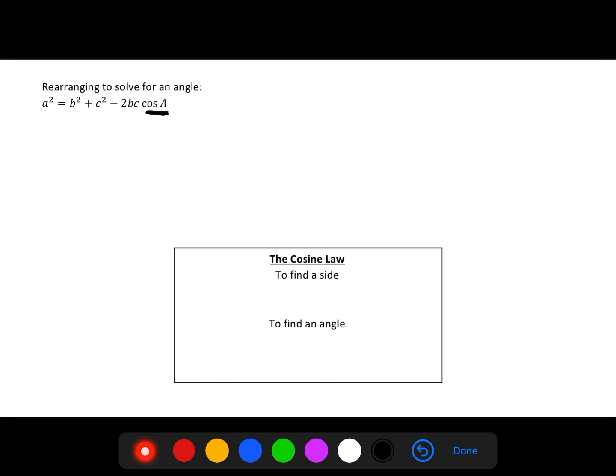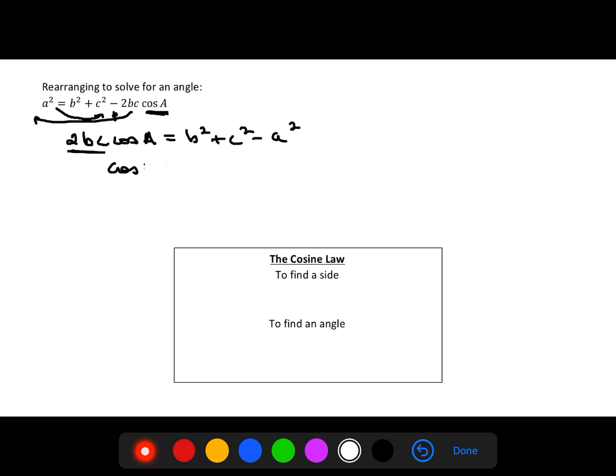Rearranging to solve for an angle. So if we want to solve for angle A, we want to isolate cos A. Rearrange this formula to get cos A all by itself. We notice that this is subtract. Well, we want to get to a positive cos A, so we're going to first of all move that whole chunk of information. We can't separate it right now because it's all one piece of information. We're going to take that over to the left. At the same time, we're going to bring our a squared over here. So we're going to have b squared plus c squared minus a squared.